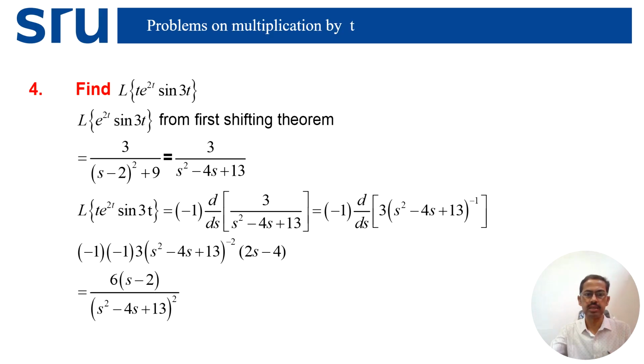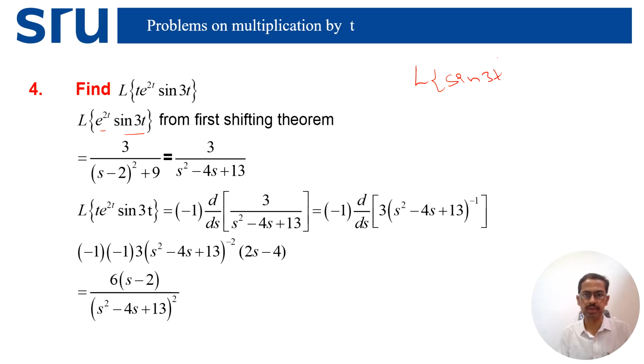And next, similarly, find the Laplace transform of t e to the power of 2t sine 3t. We have a product of three functions: t, e power 2t, sine 3t. First find the Laplace transform of e power 2t and sine 3t. How do you get e power 2t and sine 3t? By the first shifting theorem.